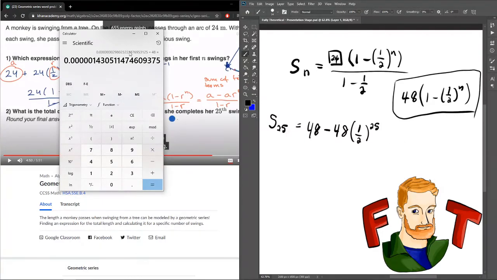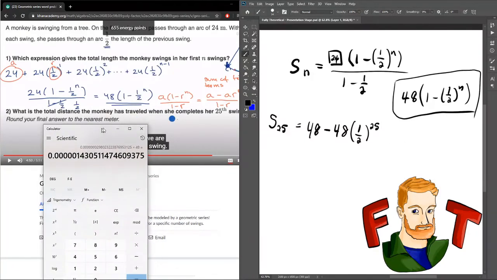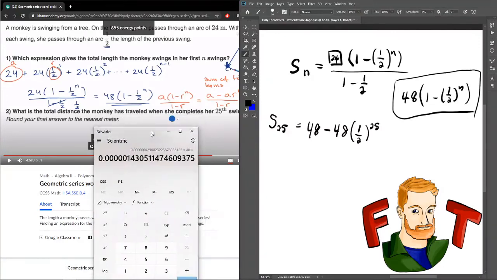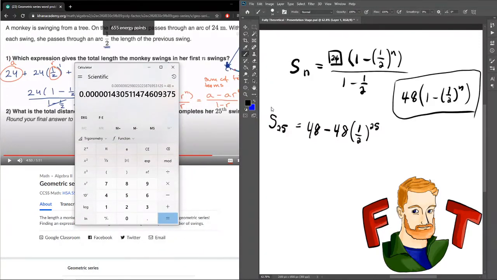That does not sound right. What is the total distance the monkey has traveled? The total distance traveled. So this is supposed to be the sum, right? The sum of it all. Did I punch this in wrong again? Man, I've been having a really hard go of this lately.